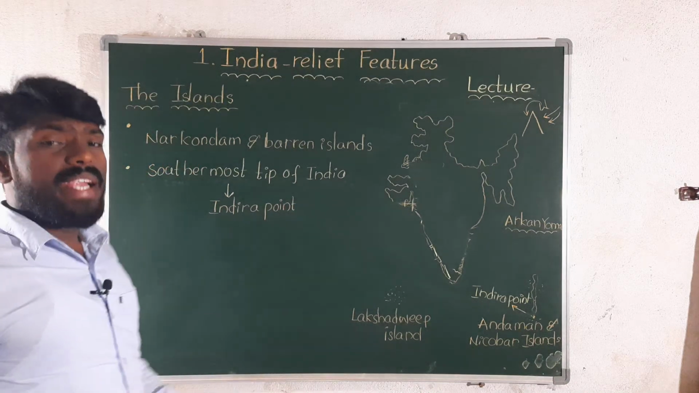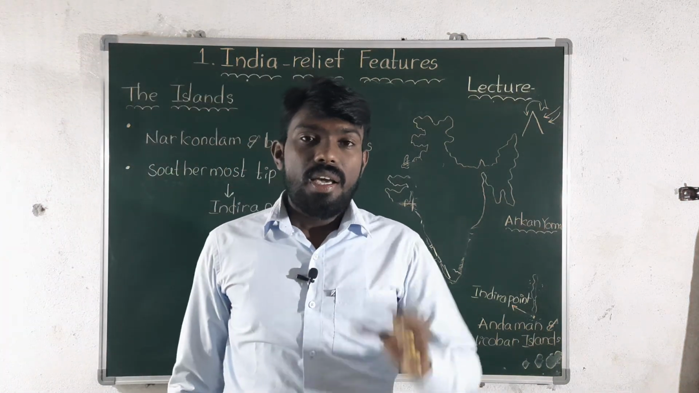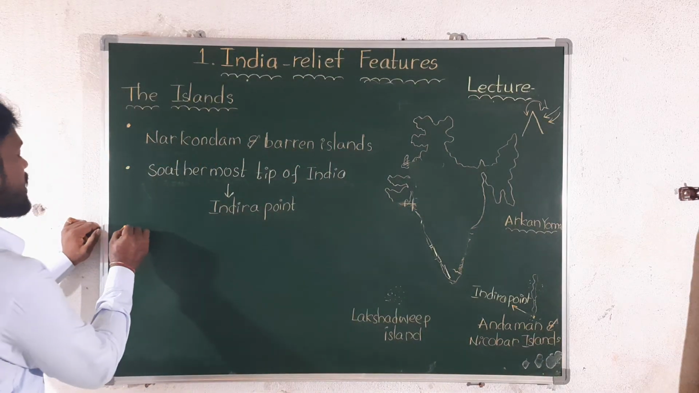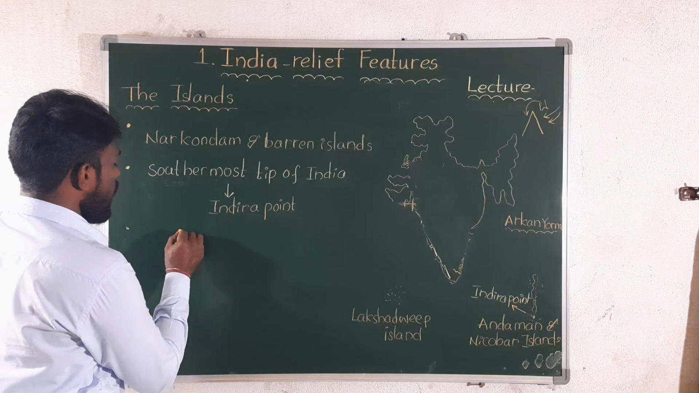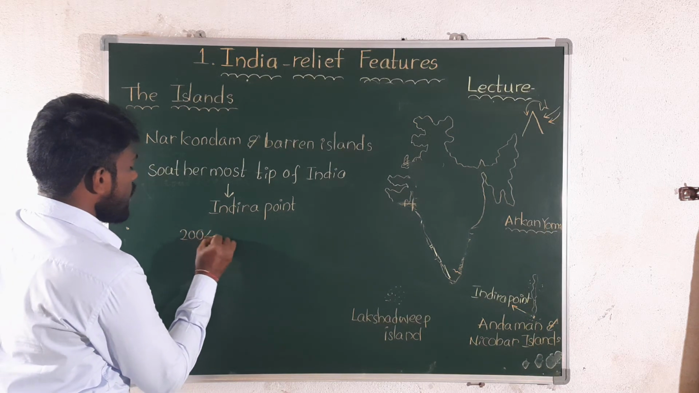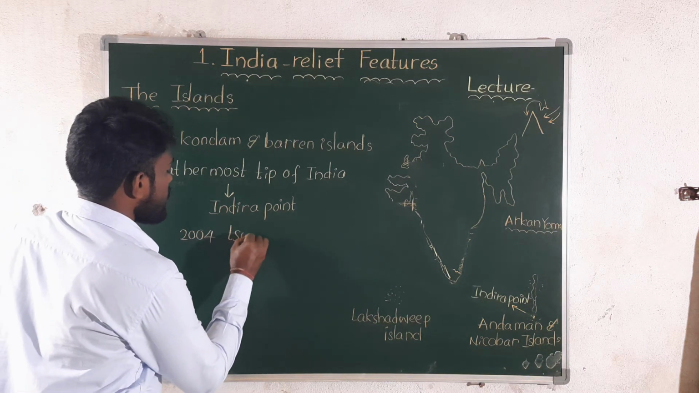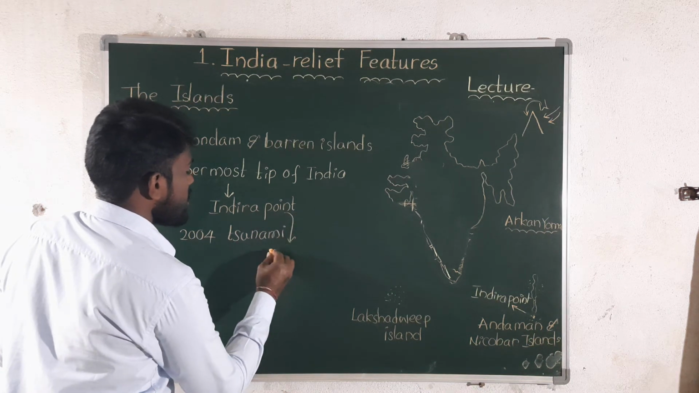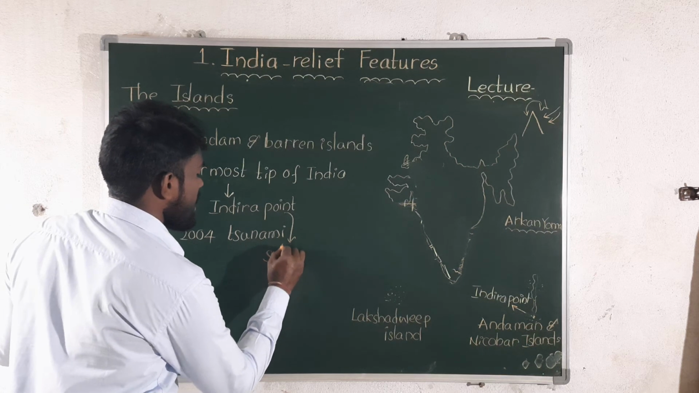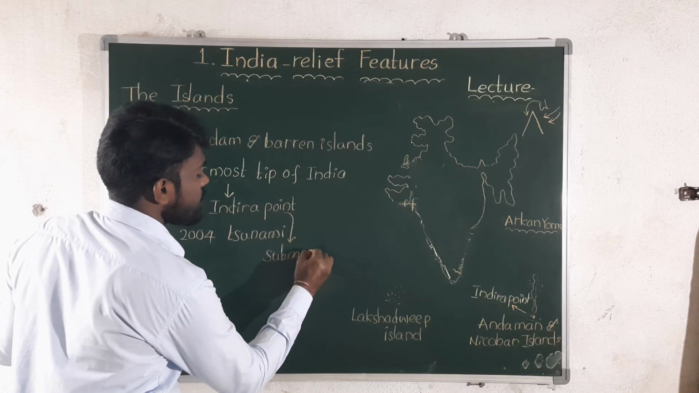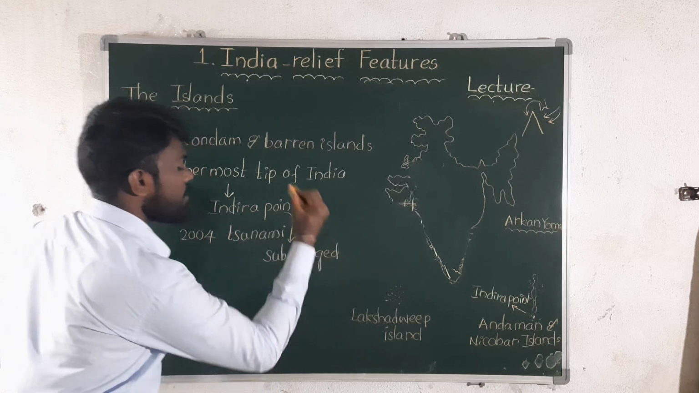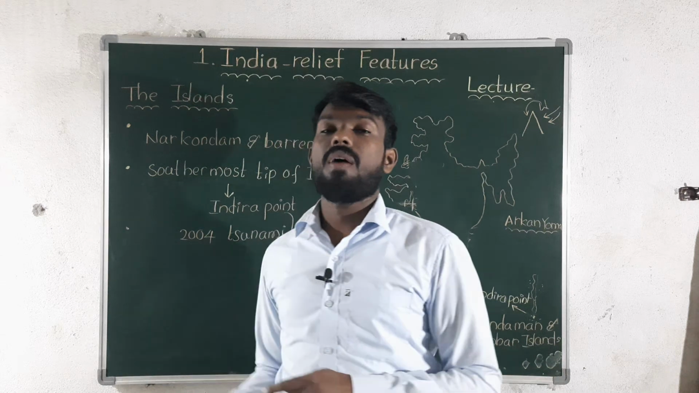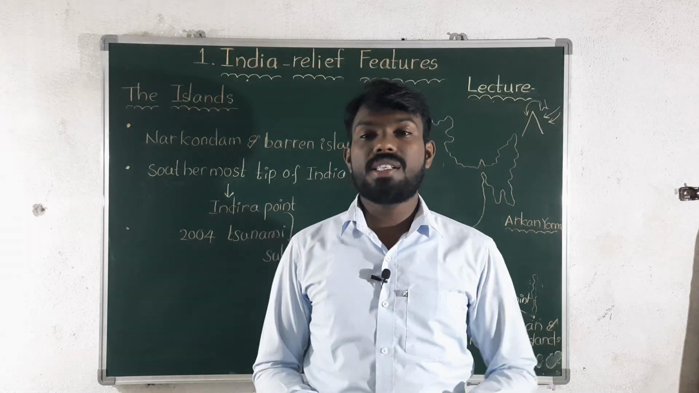Indira Point was submerged because of the tsunami which happened in 2004. In the 2004 tsunami, Indira Point was submerged. So during 2004, the southernmost tip of India was submerged.